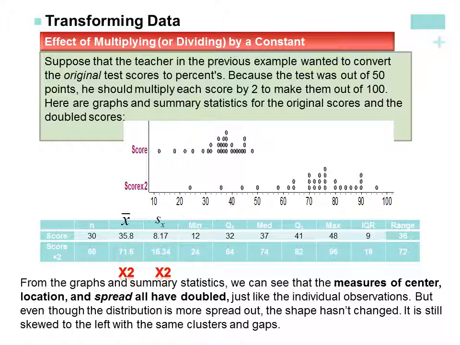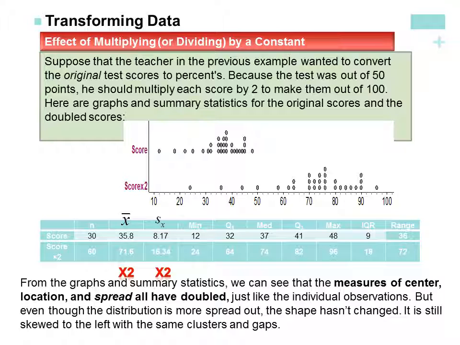All right, if you take a look at the first one, look at the spread of your data. You originally had your minimum was 12. Your new minimum is now 24. So our minimums were 12 and 24, and our maximums are 48 and 96. Our range actually changed a lot. Our range went from 36 to 72. That also got multiplied by 2.